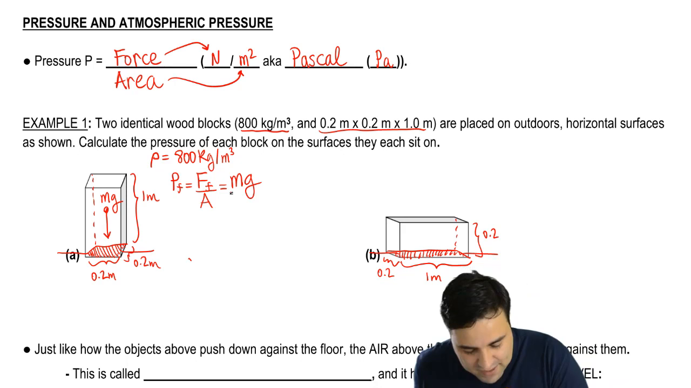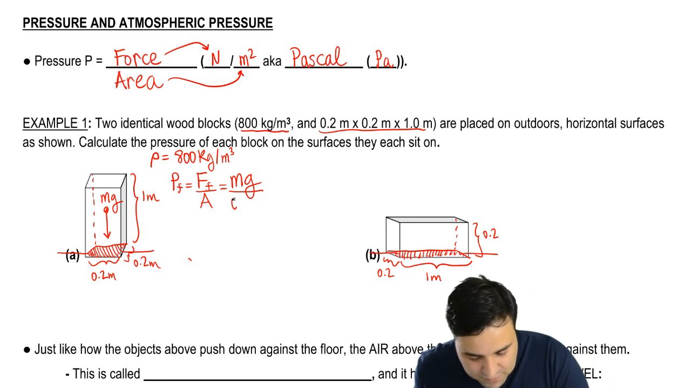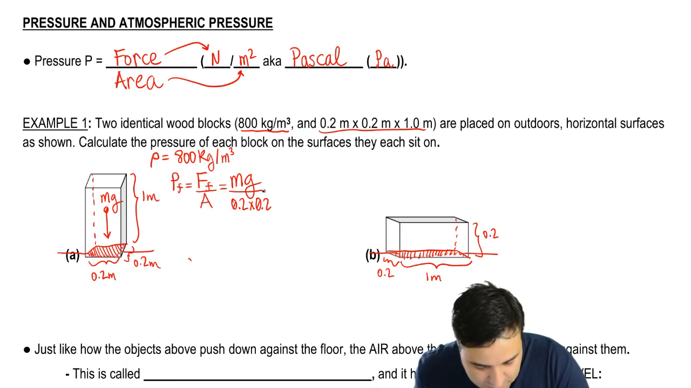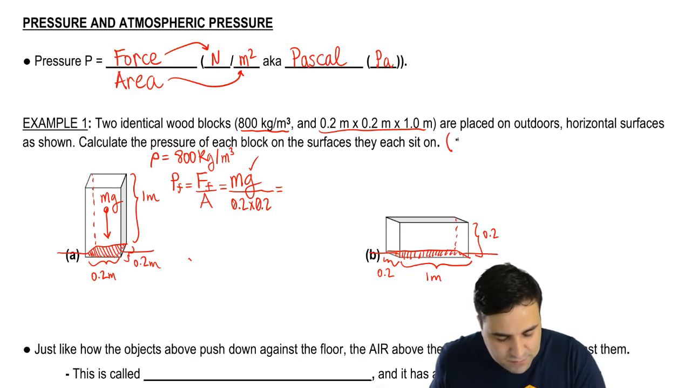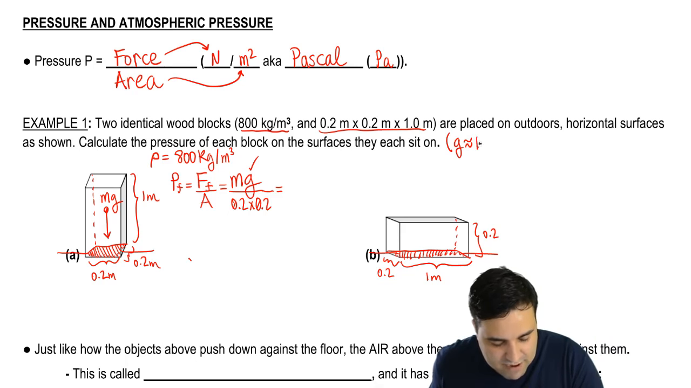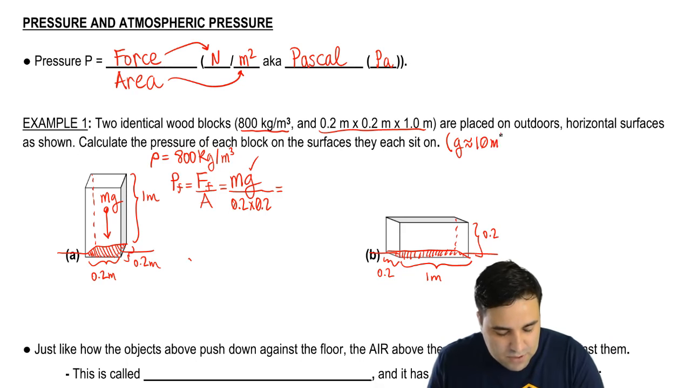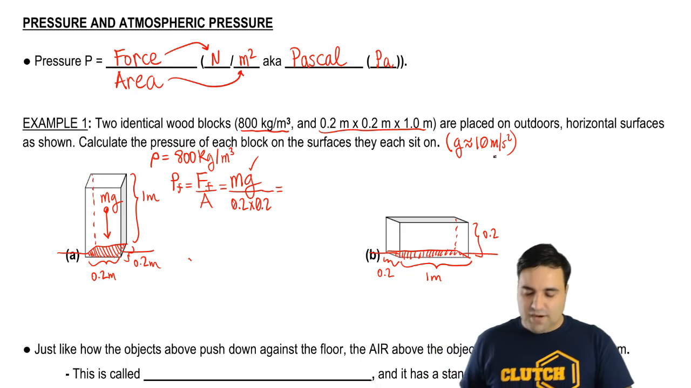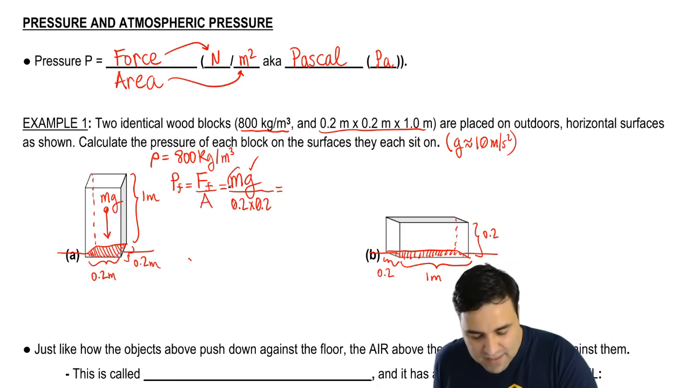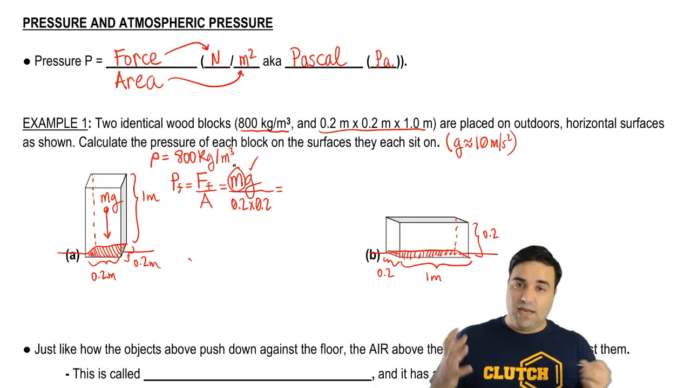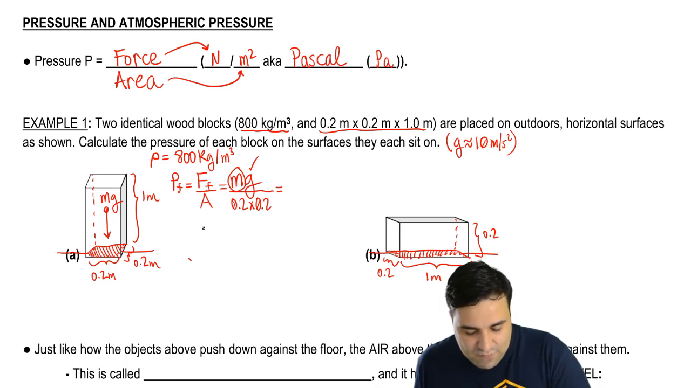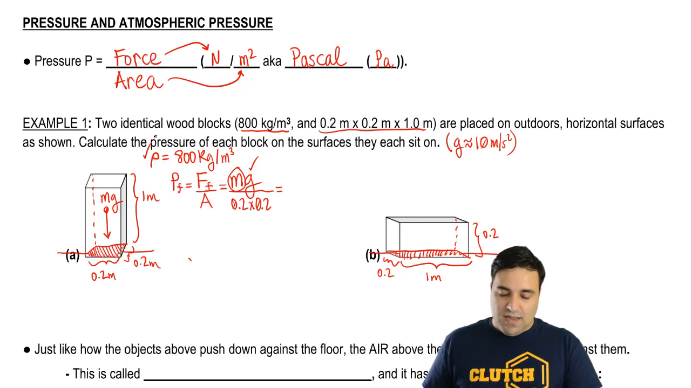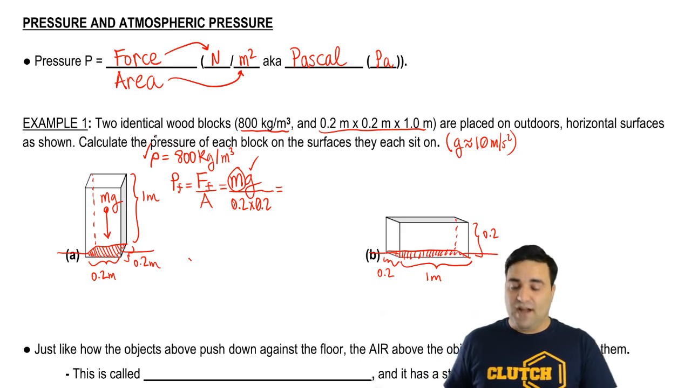Divided by the area, and I can just start plugging in that the area here is going to be 0.2 times 0.2, okay? Obviously, we know gravity is 9.8. For the sake of this problem, to keep it simple, we're going to use that gravity is approximately 10 meters per second squared to make our lives easier, but I still have to find the mass. And once I find the mass, I plug it in and we're done. How do we find mass? You may remember that if you have density, which you do, and if you have volume, which you do, you can find mass.